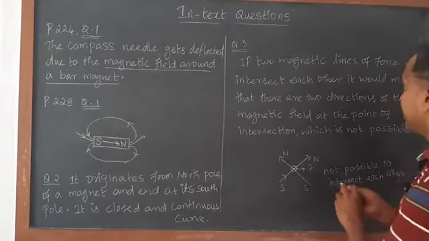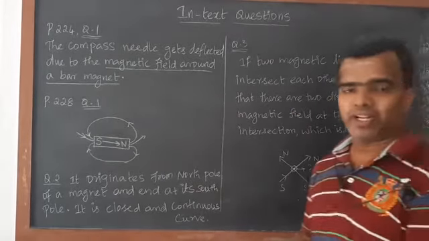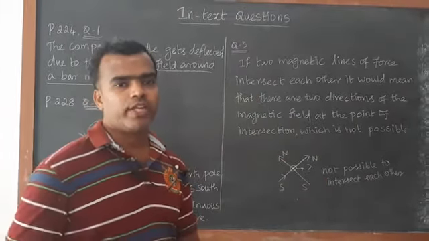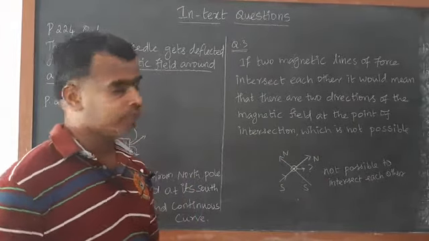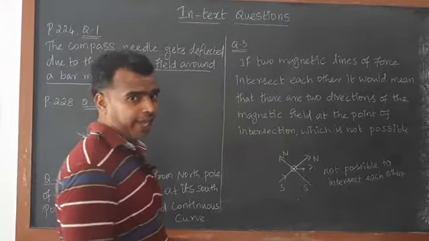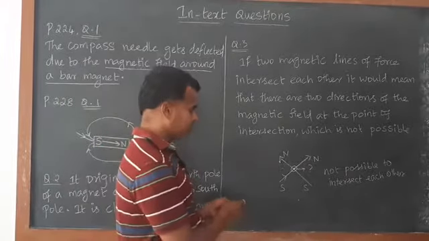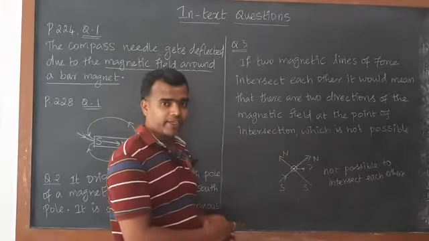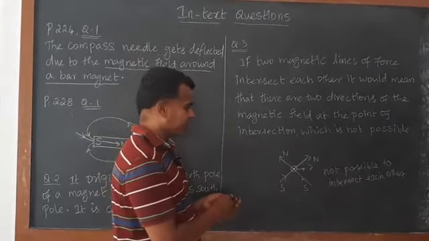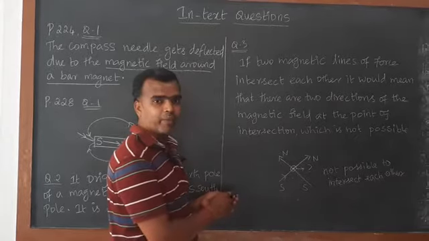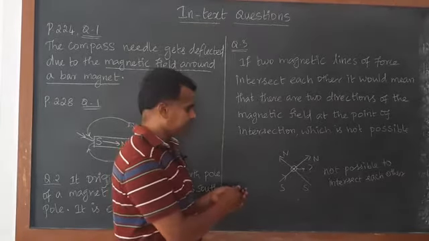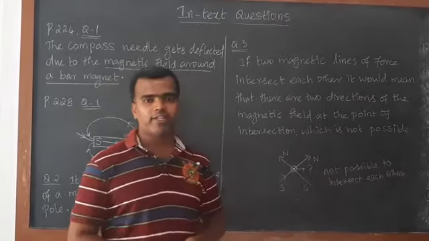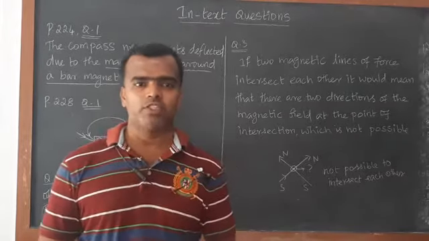Question number 3: can two magnetic field lines intersect? Is it possible, they are asking. No two field lines intersect with each other. Why? Suppose we have two magnetic field lines, right? For understanding, I am telling you here: two magnetic lines of force intersect at a point here. That point I have marked clearly with a question mark. At that point, how do we define which is the north pole and which is the south pole?